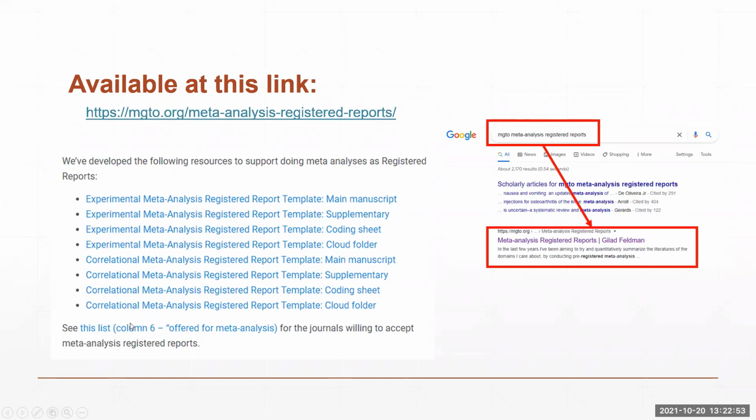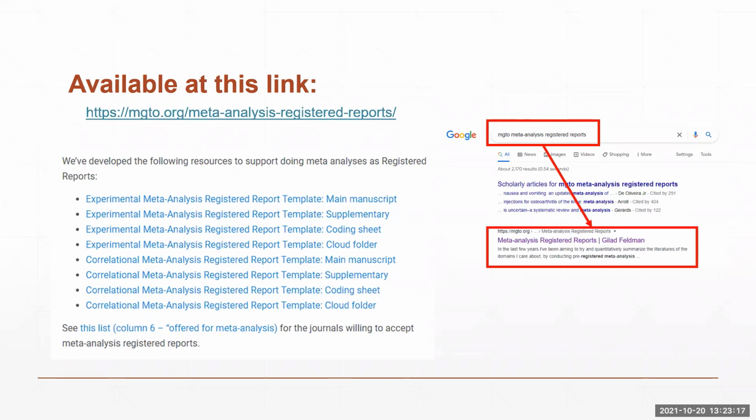And below these links, you will also find a Google Sheet where you have all the journals that accept meta-analysis in the format of registered report, because a lot of journals don't accept registered reports. So look carefully at this list, because a lot of journals don't accept it.